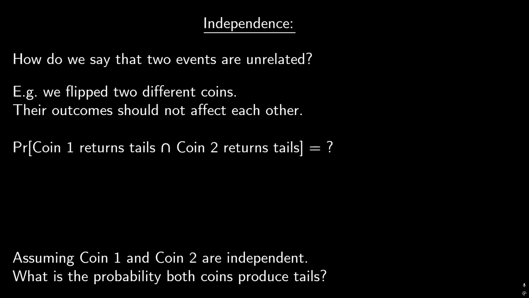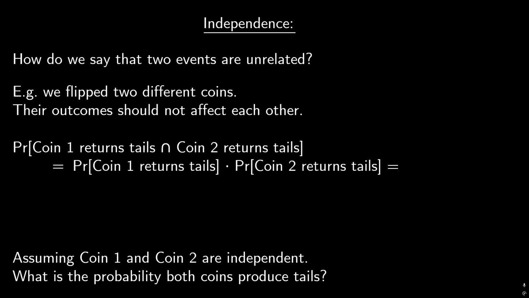Well, we're going to write it in this way. We're going to say the event that coin 1 returns tails and the event that coin 2 returns tails. Okay, so what is this? Well, because they're independent, we can just work this out to be the probability that coin 1 returns tails times the probability that coin 2 returns tails. And by what we said about the coins, this just so happens to be half times half, which is 1/4.